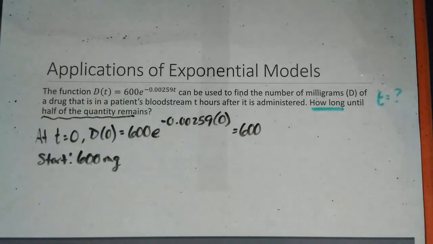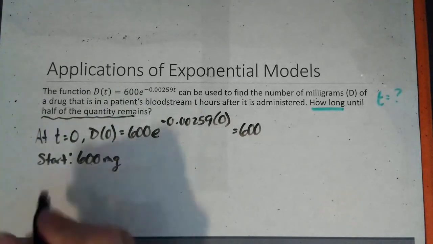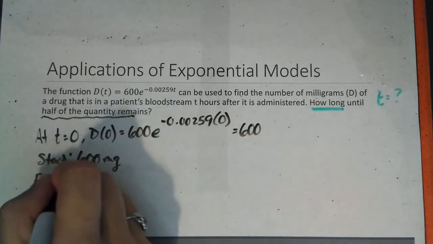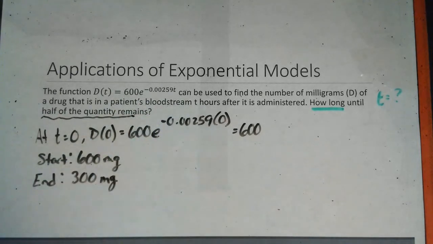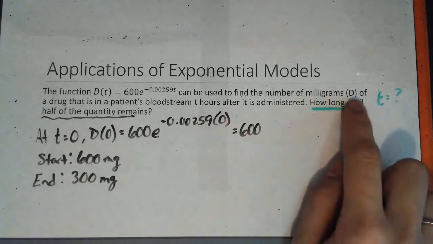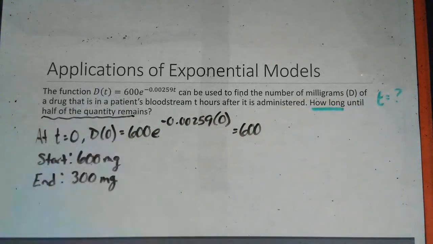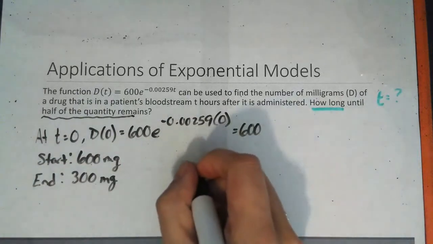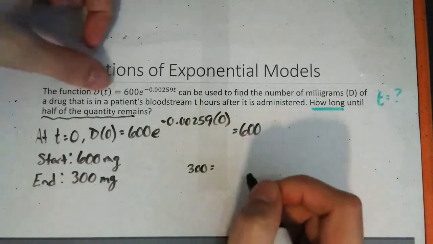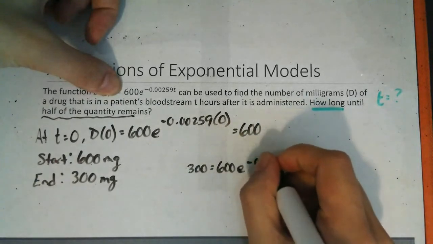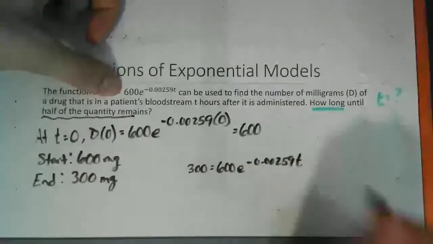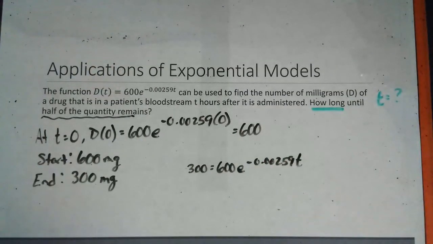We want to know how long it takes until half of the quantity remains. So when we're stopping, it's going to be half of 600, which is 300. So we want to figure out how long it takes to get down to 300. 300 is the amount that remains, and that's our value of d. So I'm going to plug in 300 for my d of t. So we get 300 is equal to, now I'm just going to use the formula, 600 e to the negative 0.00259 t.